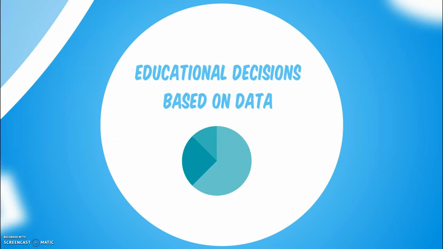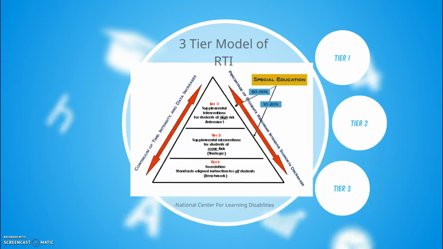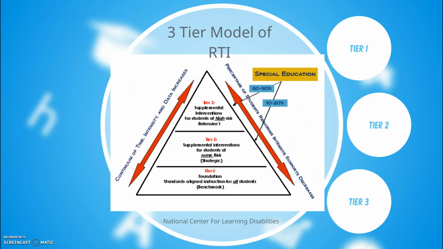Number 4, make important educational decisions based on data. Teachers must use the students' responses to determine what instructional interventions to use, the intensity of the intervention, time, group size, and duration of interventions. That's what makes RTI so successful. It's response to data. In RTI, there is a 3-tier model. Tier 1, Tier 2, and Tier 3.